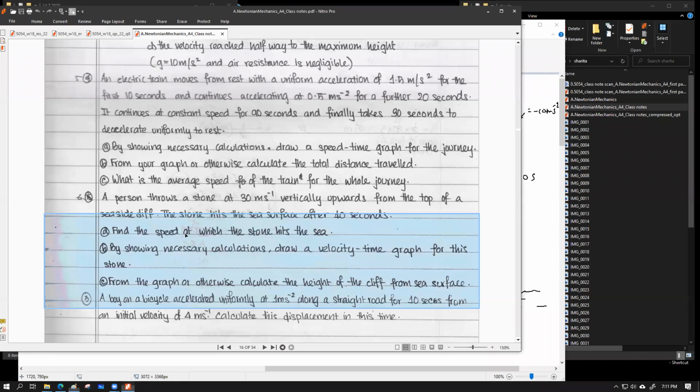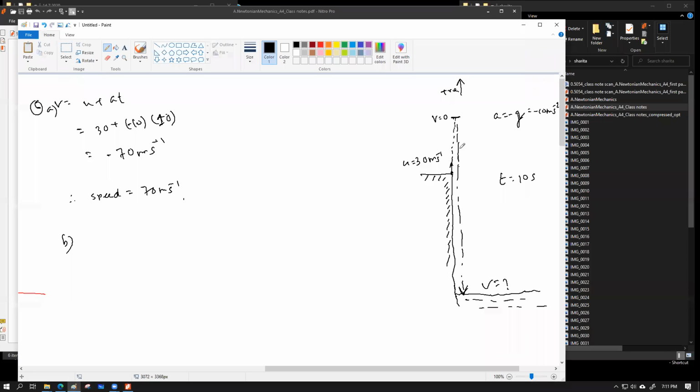Let's see part B. B says, by showing necessary calculation, draw a velocity time graph for this stone. So we are being asked for the velocity time graph. This is important to understand because for this entire motion, the stone was going upwards for a certain part, then it was going downwards as well. Which means in the velocity time graph, if I just show you a rough figure, let's say this is the velocity time graph.